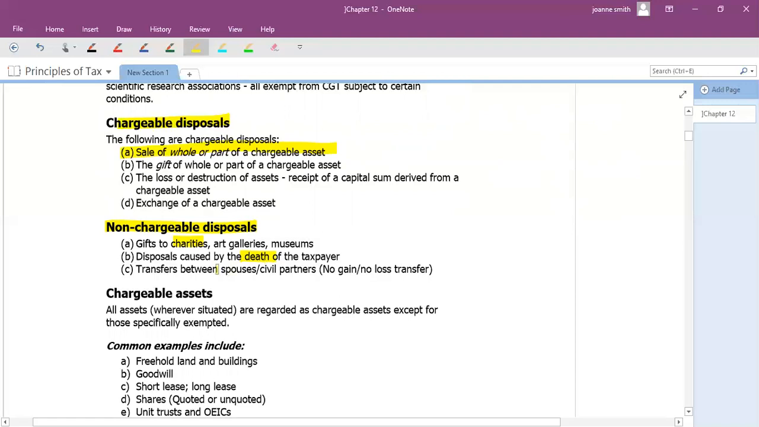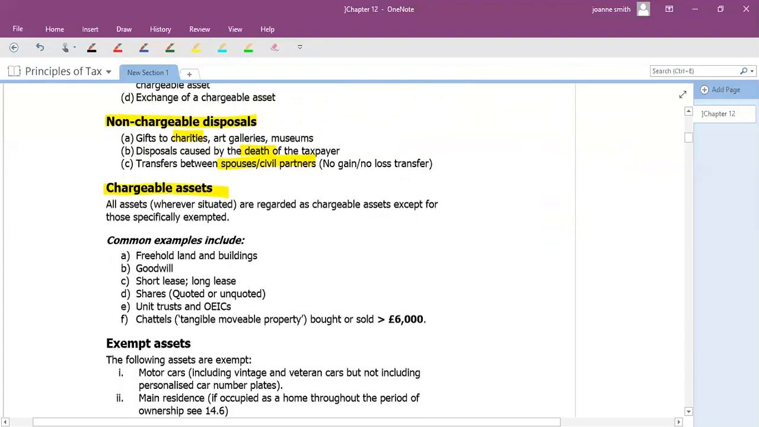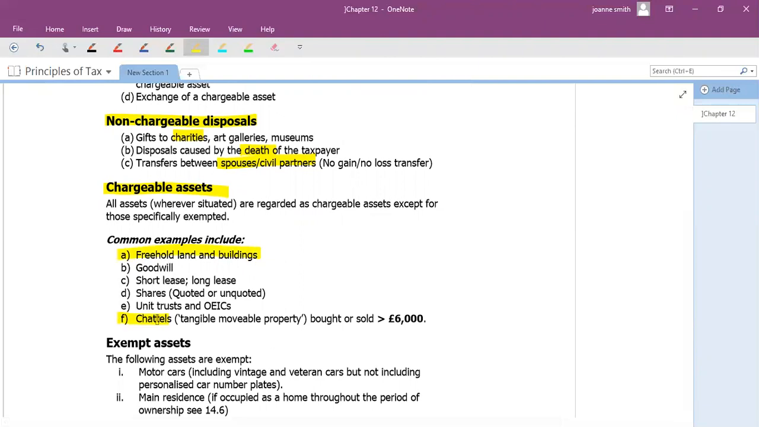And something else which is mentioned in this chapter, transfers between spouses and civil partners. So if husband and wife, say, want to transfer an asset between them on paper, so they fill out the various documents, then they're not going to be subject to taxes. So the majority of assets will be chargeable assets, provided it's made by an appropriate person in an appropriate situation. The most common examples are there, and the ones that we will see the most often are probably A and F. So selling land and buildings, and F, which is a chattel.